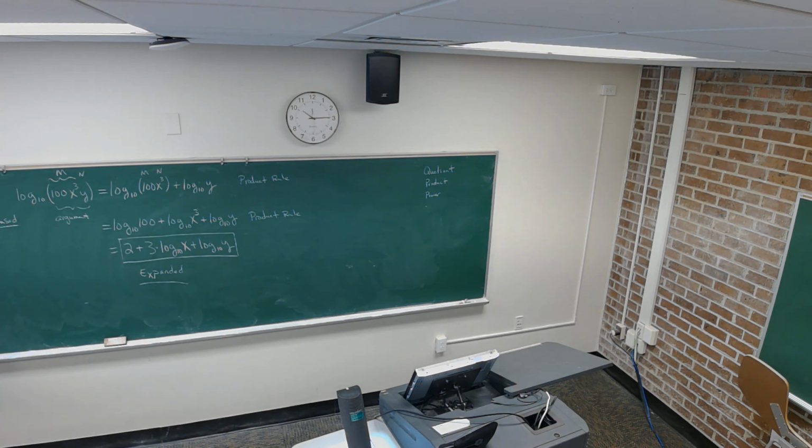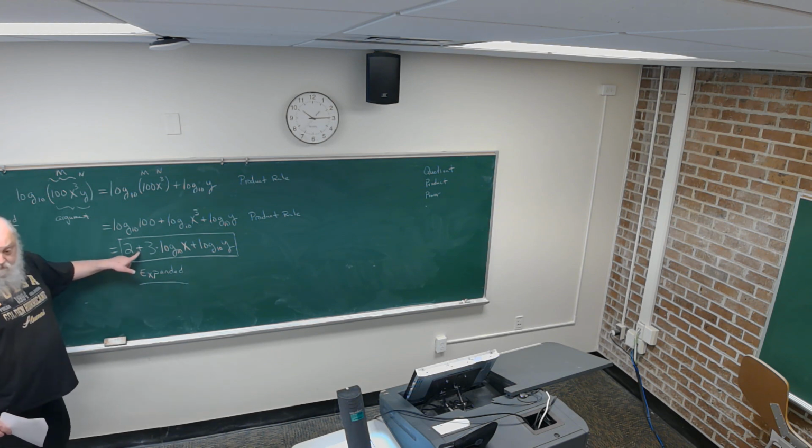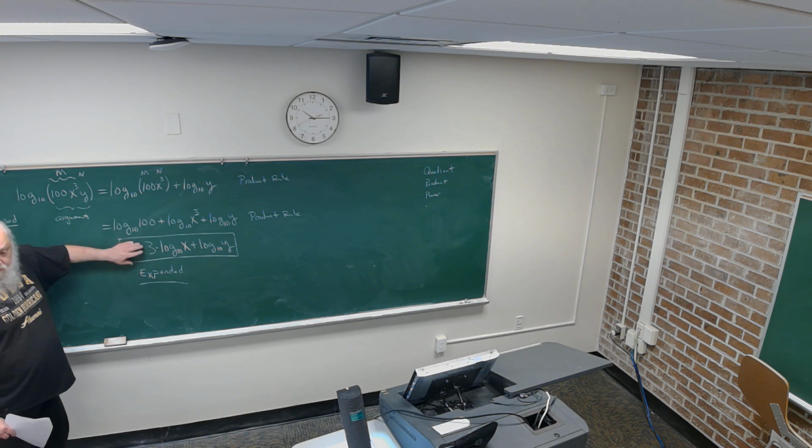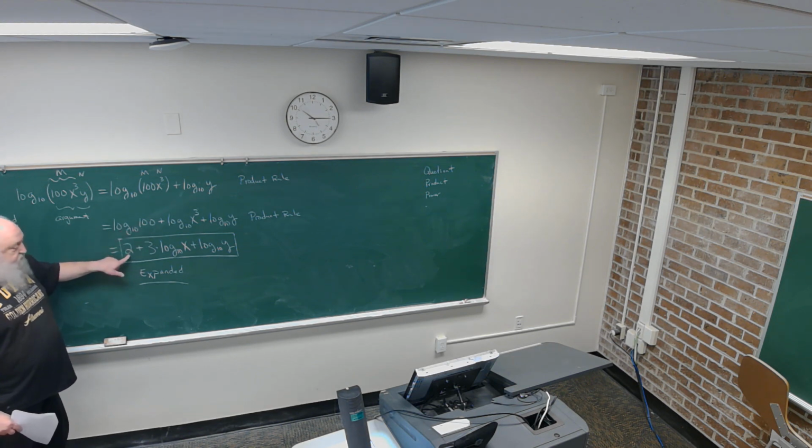Okay. Yes, ma'am? Can you re-explain how you got the 2 plus 3 in front of the log? Now, PEMDAS. Multiplication comes before addition. So the log is being multiplied by 3, and then we're adding 2. So log base 10 of 100 is equal to 2.